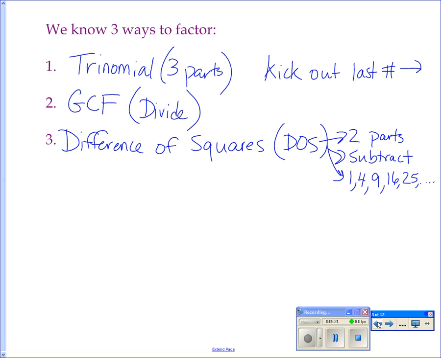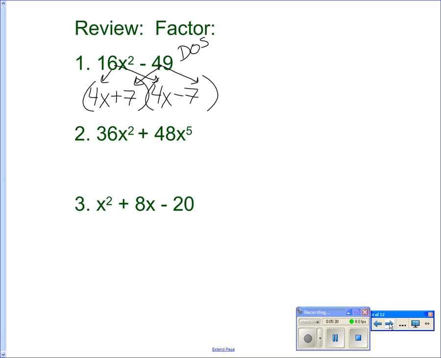Does it have three parts? It can't be trinomial. What's the only one left? GCF. What goes into 36 and 48? Good. What is it? 12. What else goes into both of them? Very good. X squared is the most they can have in common. That one's got 2 x's and that one's got 5 x's. The most they can have is 2 x's.